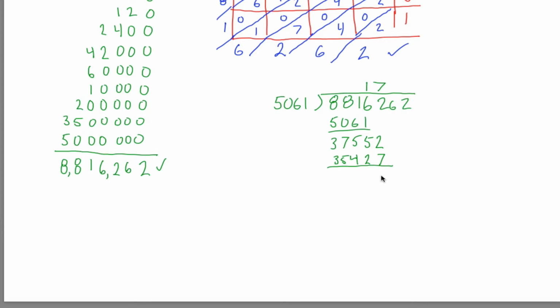12 minus 7 is 5. Changing that into a 12 meant I changed this into a 4. 4 minus 2 is 2. 5 minus 4 is 1. 7 minus 5 is 2. And so I get 2,125. And now I drop down another digit, this 6 right here.